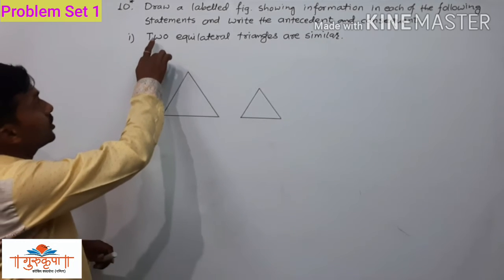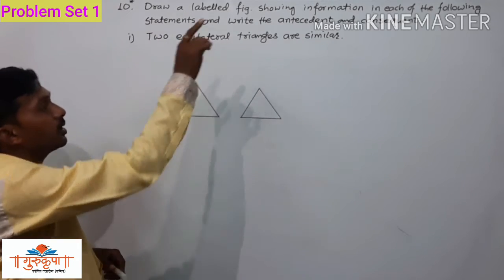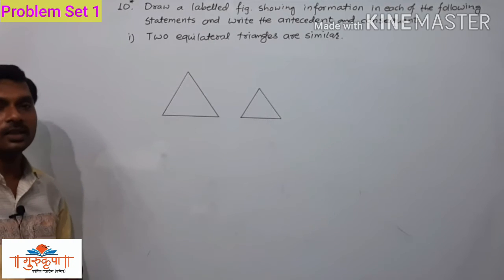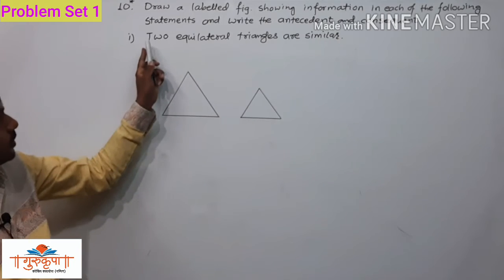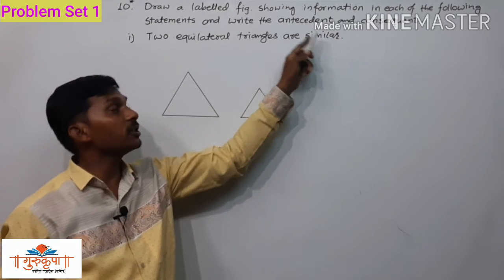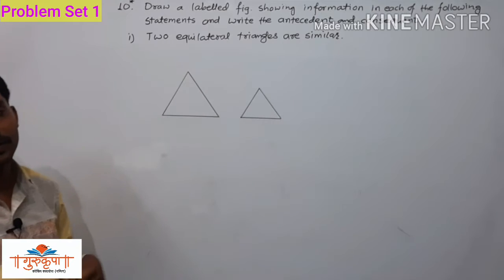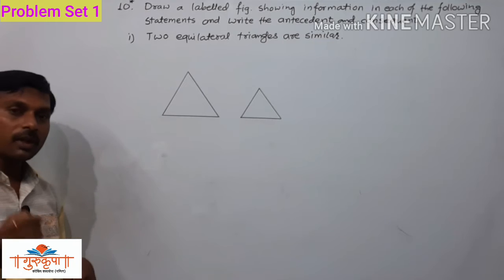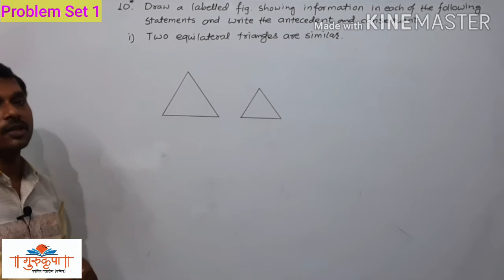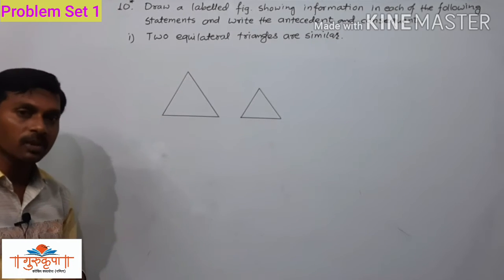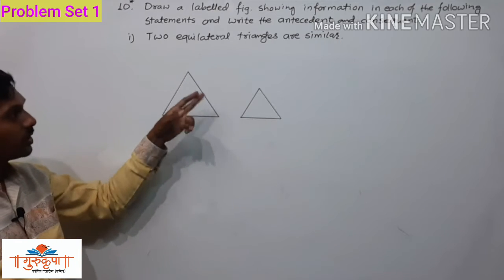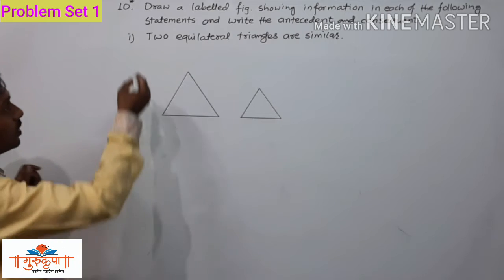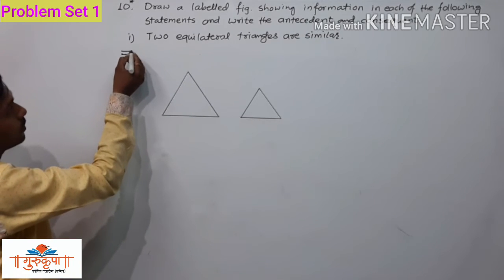Now here we have the first statement, that is, two equilateral triangles are similar. But this statement is not a conditional statement, it is a simple statement. First of all we have to convert it into a conditional statement, that is, into the if-then form, and then we have to draw a diagram and then write the antecedent and consequent. So first of all we will convert it into the if-then form.